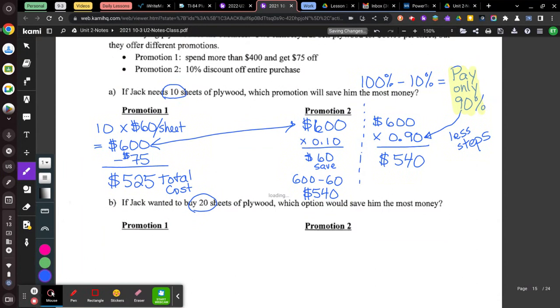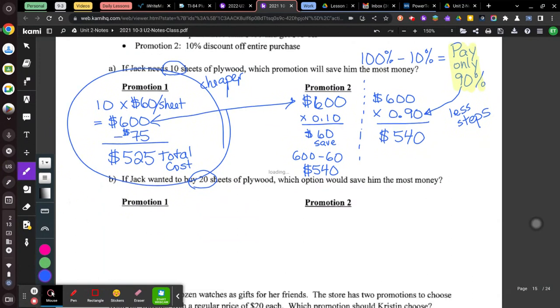So who's cheaper, $525 or $540? $525 is cheaper. So we would say promotion 1 is cheaper. Okay? So we either circle or we write cheaper or better deal. So if I were to mark this question, this would be a 2.5 or 3.5 mark question. You would get 1 mark for solving each and then 0.5 for circling or telling me who the better deal is. Because why would we do these questions? We're trying to find out who's cheaper. That's the whole point of doing them.